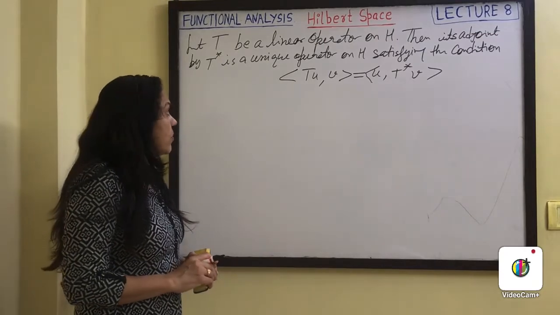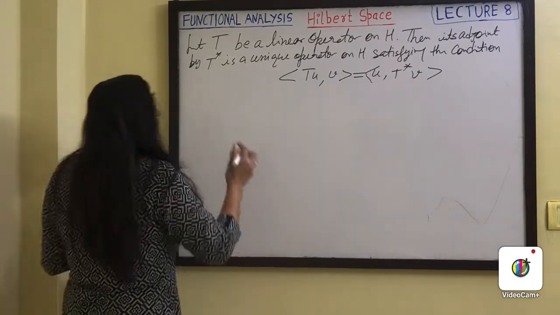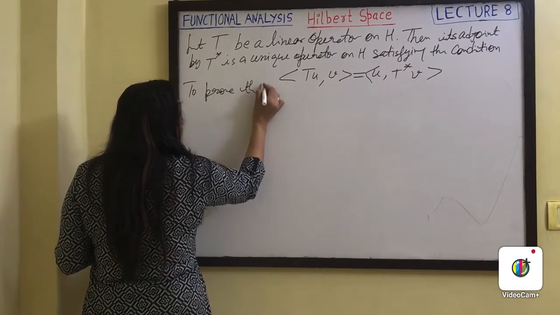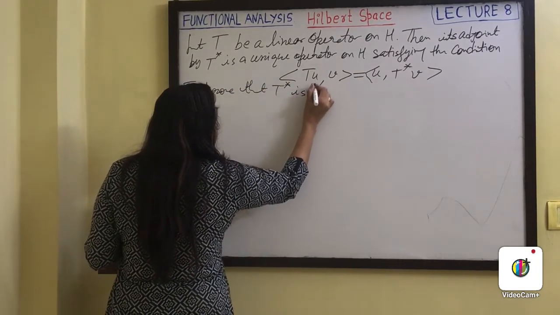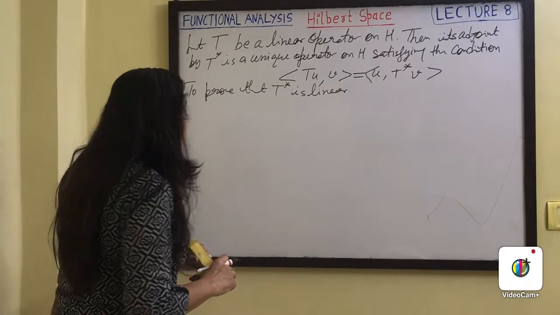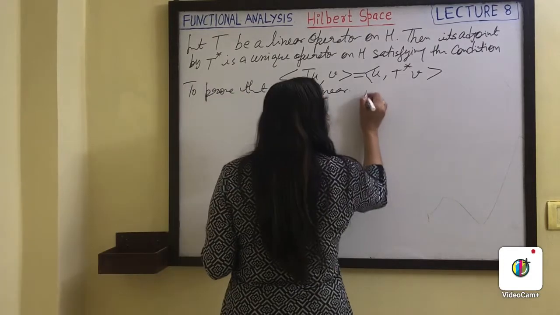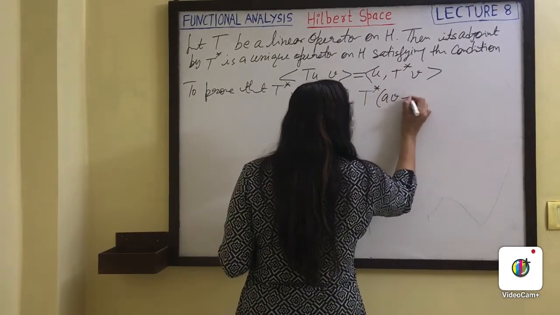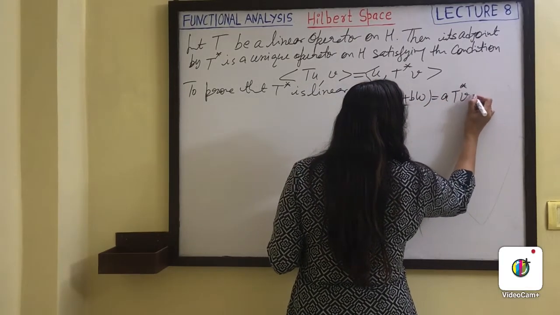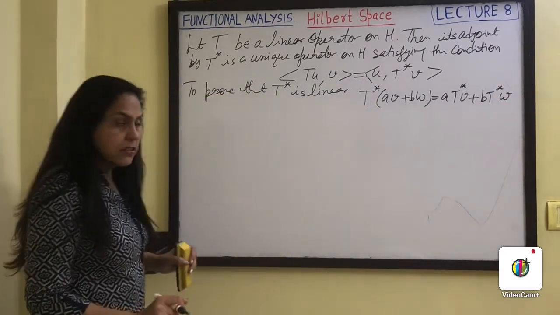Okay, so now we will be proving T star is linear. To prove that T star is linear, so it is a linear operator, and for proving T star is a linear operator, we have to prove T star of av plus bw is equal to a T star of v plus b T star of w. So we have to prove this.